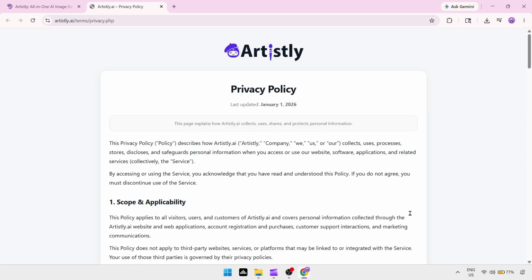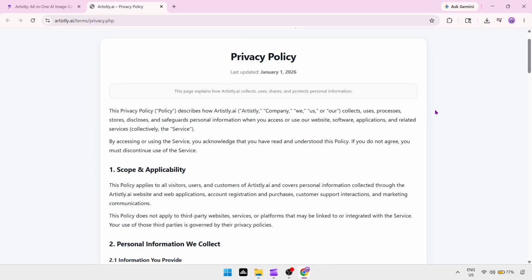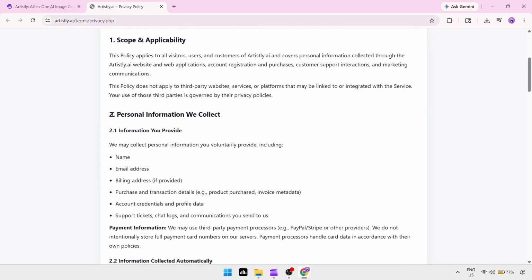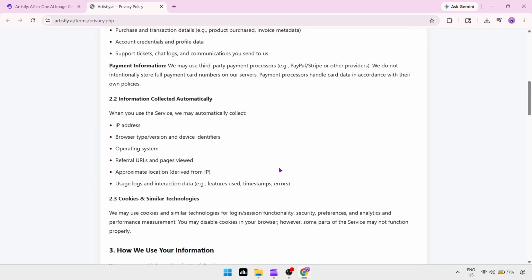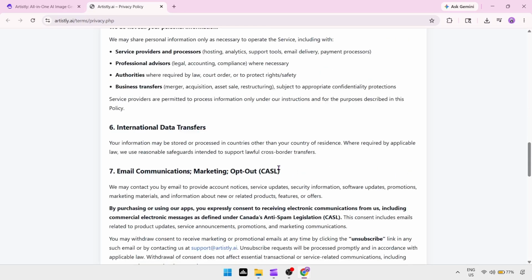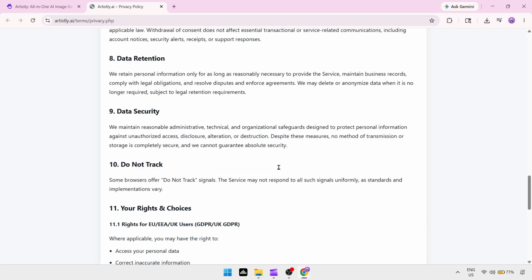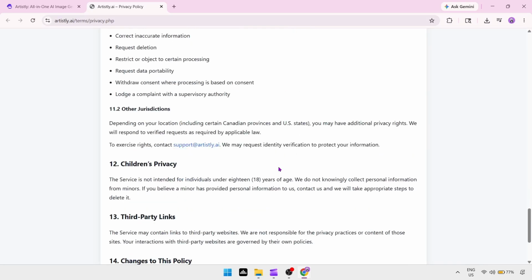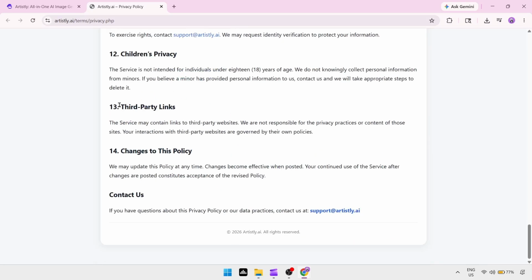Inside the privacy policy, you'll see how Artistly AI collects, stores, and protects your data, including what information is saved when you use the platform and how it is handled securely. You can also check if they share any data with third parties and what controls you have over your personal information. If you want to be extra safe, always review this section whenever there are updates to their policy so you stay informed about how your data is being used.